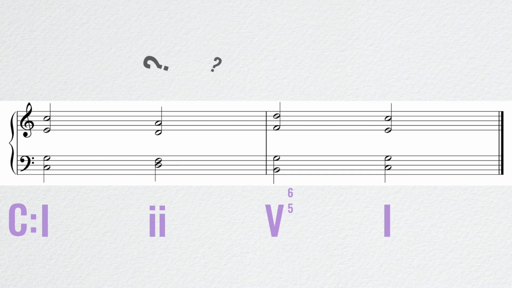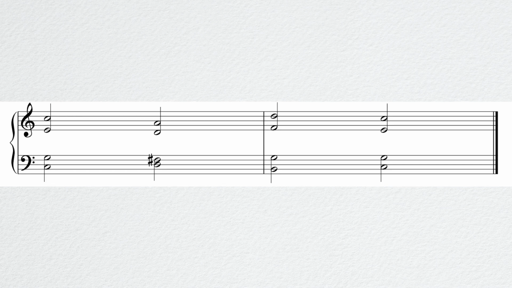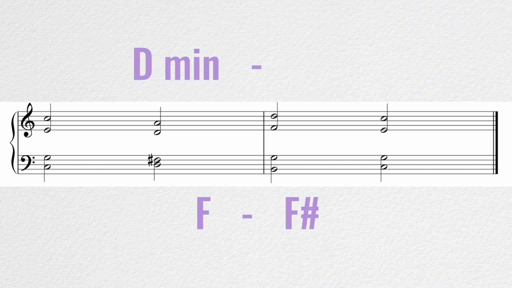Now, is this still the 1-2-5-1 we know and love? I mean, it still sounds pretty much the same, except for one note. We've changed our F natural into an F sharp, thus making our D minor triad into a D major triad.